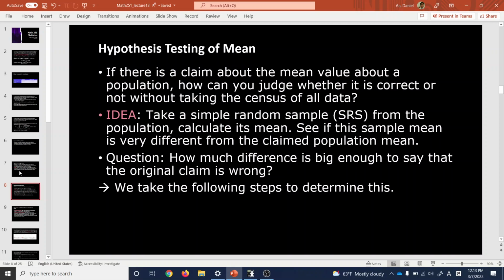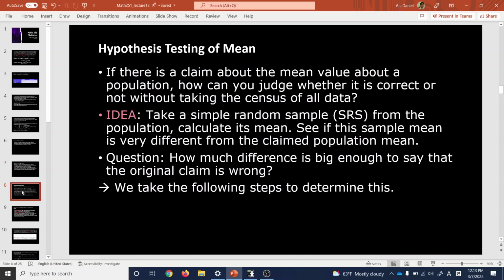All right, so it's a good idea, but the problem here is you end up with this question: how much difference is big enough to say, how much difference is big enough to warrant that the original claim is wrong, right? You need to know that, right? Or else just calculating the mean is not going to give you anything, right? And so that's what hypothesis testing is.